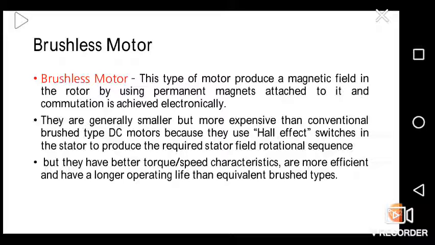Second type is brushless motor. This type of motor produces a magnetic field in the rotor by using permanent magnets attached to it and commutation is achieved electronically. They are generally smaller but more expensive than conventional brushed type DC motors because they use Hall effect switches in the stator to produce the required stator field rotational sequence. But they have better torque speed characteristics, are more efficient and have longer operating life than equivalent brushed type DC motors.